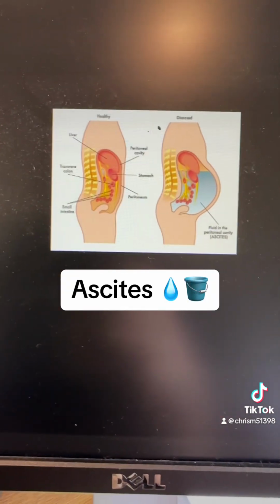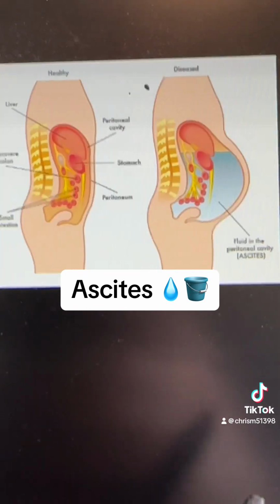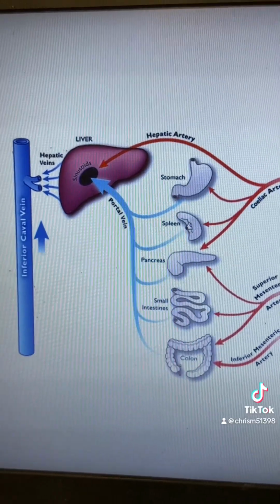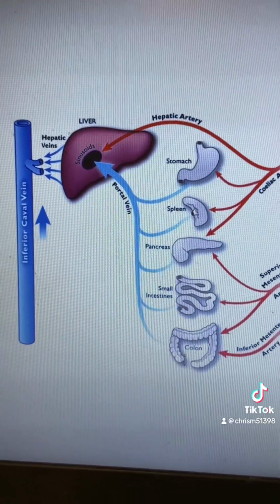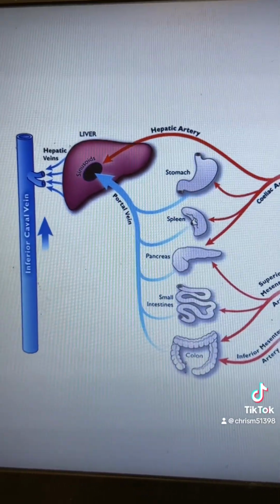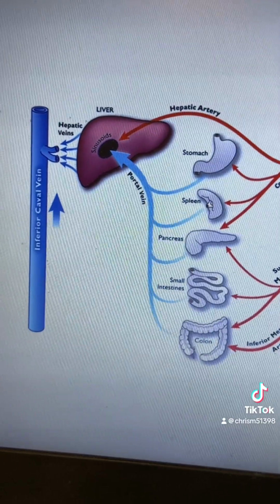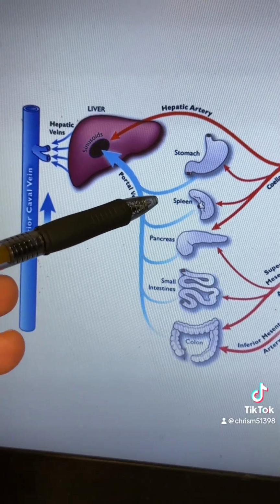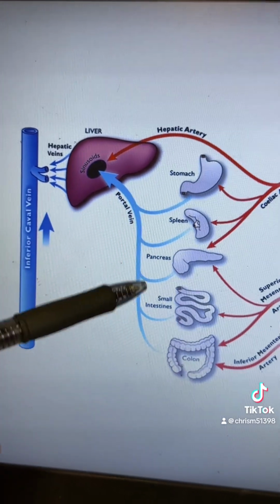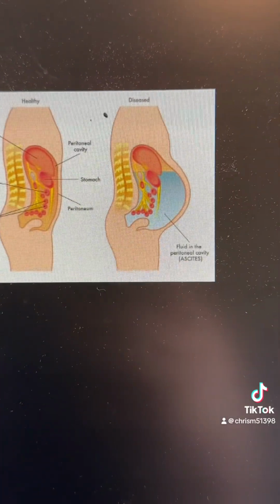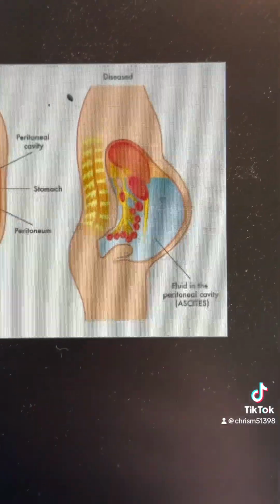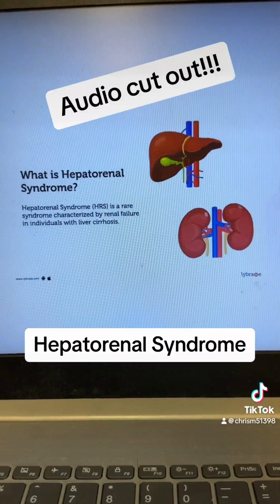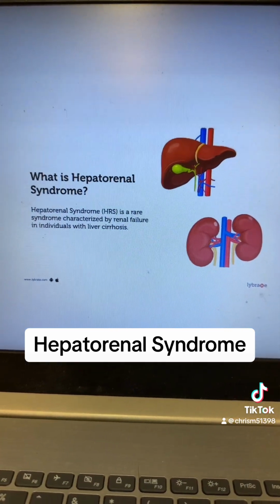Portal hypertension can also cause ascites, which is accumulation of fluid in the peritoneal cavity, or basically the belly. This happens because of the elevated pressures, volume, and inflammation within the portal venous system. The increased pressure as well as the increased vessel wall permeability allows fluid to literally leak out of the vessels right into the belly. In addition to just being uncomfortable, this fluid can also become infected, which can lead to life-threatening peritonitis.